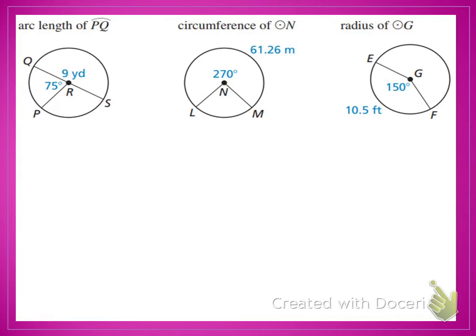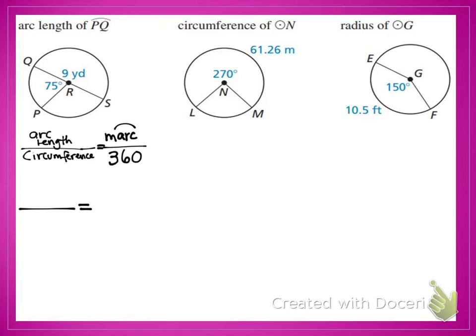Okay, so we're going to use it here. We're going to find the arc length, then the circumference, and then the radius. Go ahead and write down the formula while you're learning it. Arc length over circumference equals the arc over 360. All right, so the arc length is actually what we're looking for. We're finding arc length of PQ.